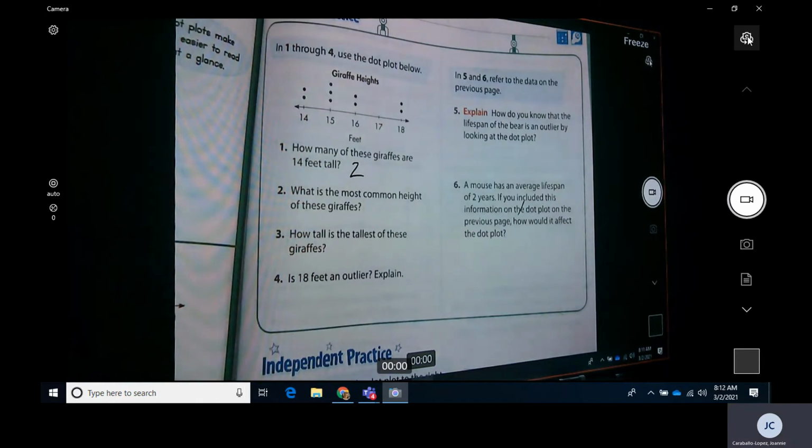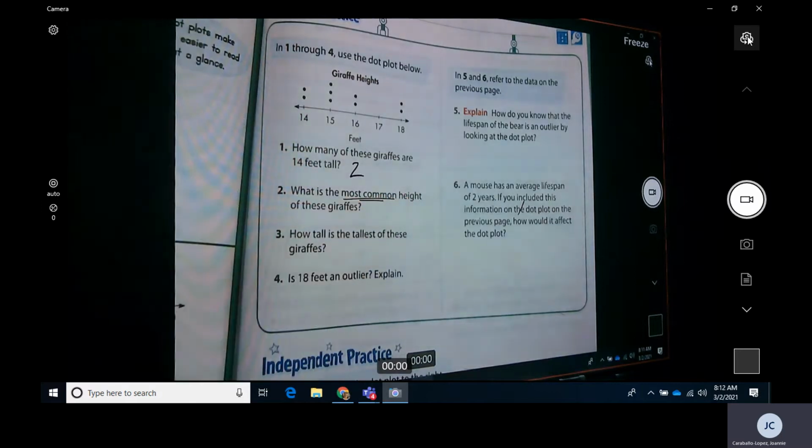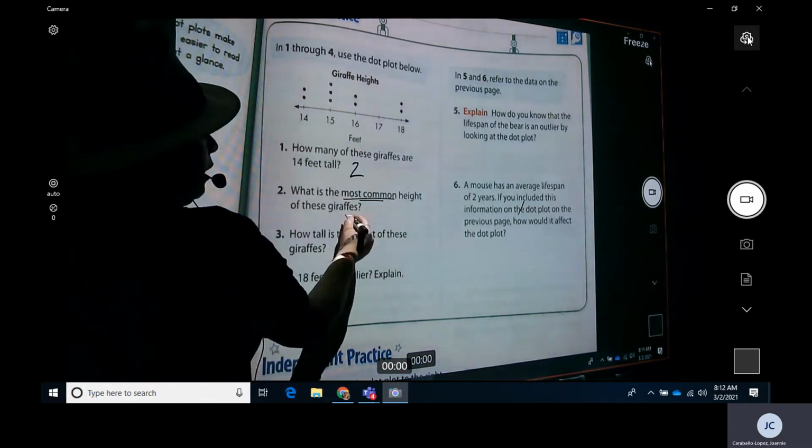What is the most common height of the giraffes? Most common. ¿Qué significa esto? ¿Cuál es la estatura más común de las jirafas? Yareli. What is it? Yes. So which one is it? Francisco. 15. So the most common is 15 feet.